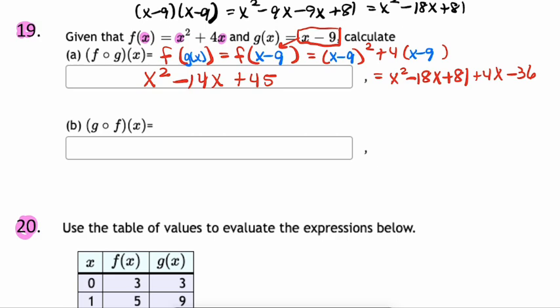Now the difference between A and B is the input. The input is the innermost function. So for B, we are going to take the g function and we are inputting f of x. So it's the exact opposite thing. So let's write in our input. Our input is this, x squared plus 4x. Now this time, it is our input right there. Very simple. We input it minus 9.